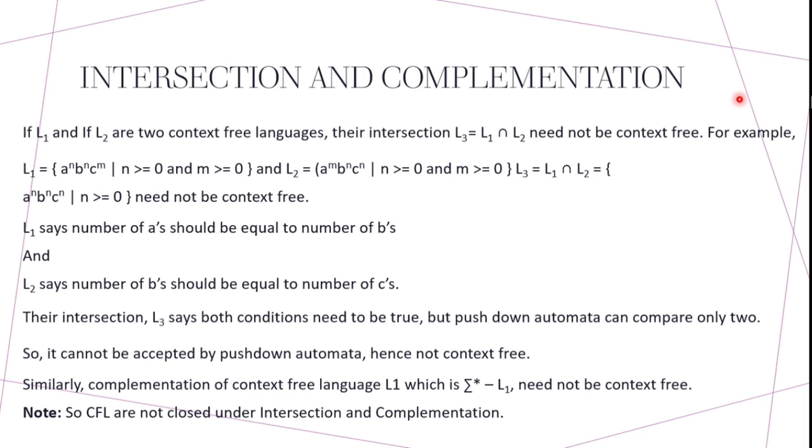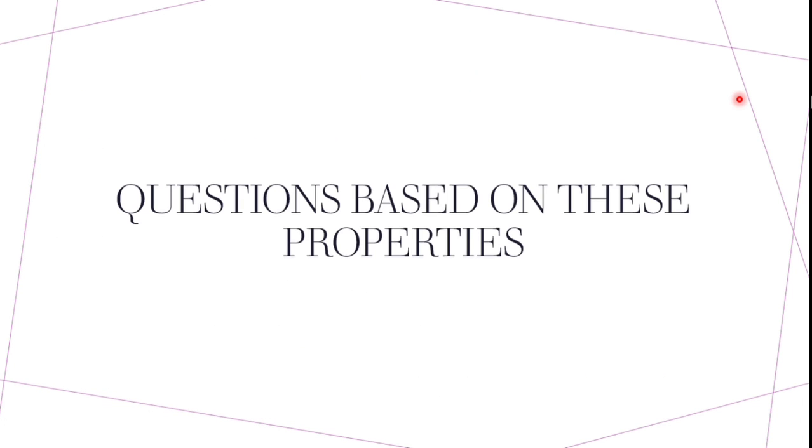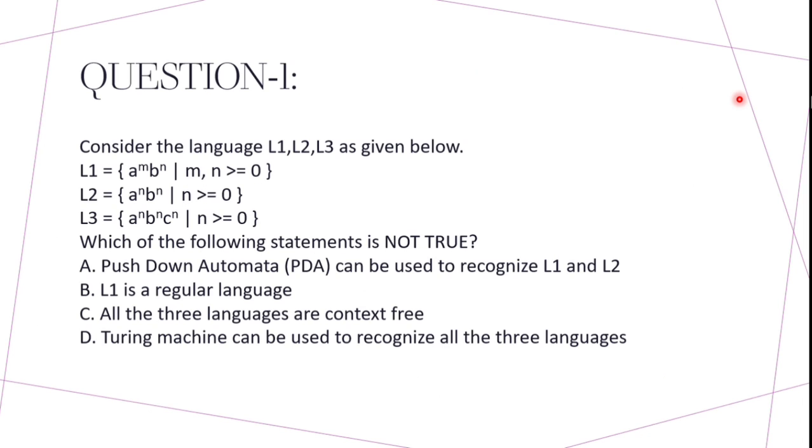Now we will discuss the questions based on closure properties of CFL. Let us consider the languages L1, L2, L3 as given below. L1 equals a raised to power m, b raised to power n, where m, n are greater than or equal to 0. Similarly, L2 equals a raised to power n, b raised to power n, n greater than or equal to 0, and L3 equals a raised to power n, b raised to power n, c raised to power n, n greater than or equal to 0.